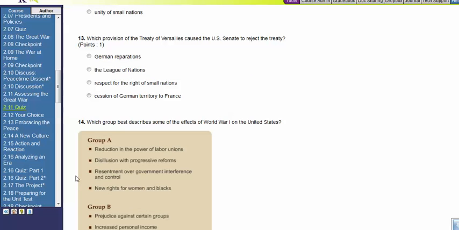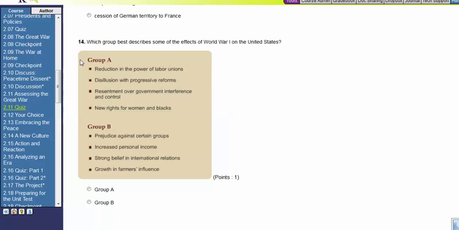Number 13, which provision of the Treaty of Versailles caused the U.S. Senate to reject the treaty? German reparations, the League of Nations, respect for the right of small nations, or a secession of German territory to France.